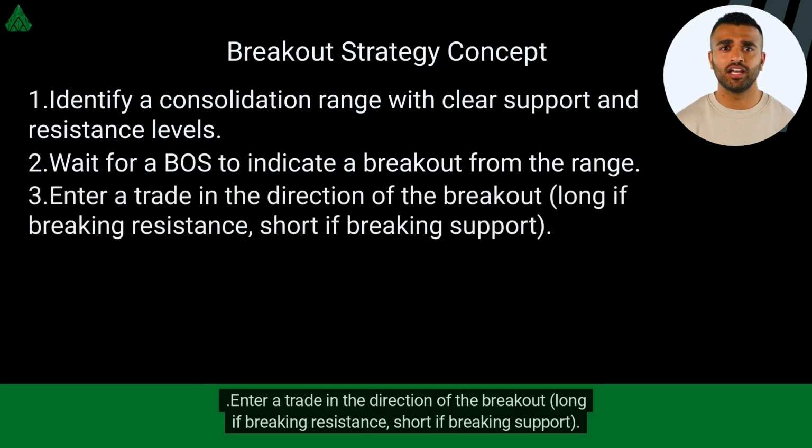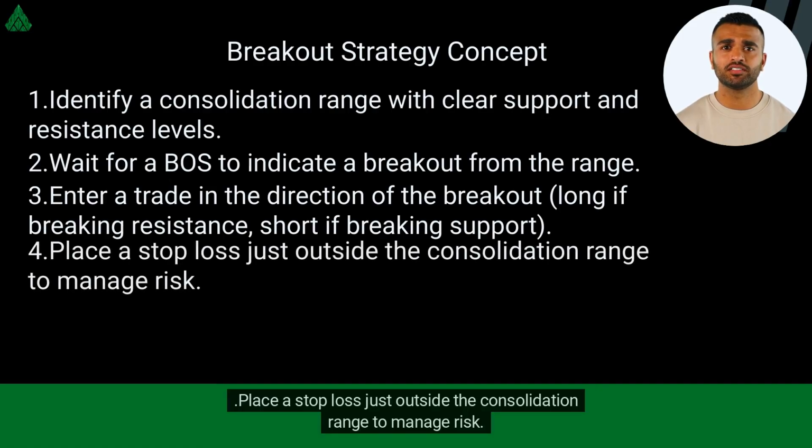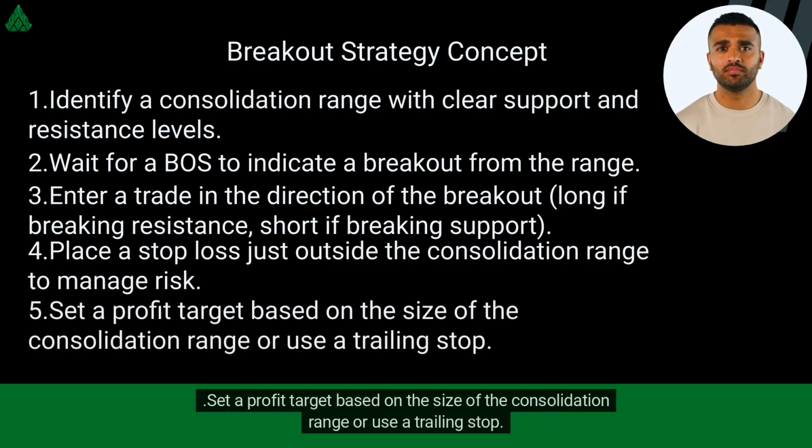Enter a trade in the direction of the breakout, long if breaking resistance, short if breaking support. Place a stop loss just outside the consolidation range to manage risk. Set a profit target based on the size of the consolidation range or use a trailing stop.